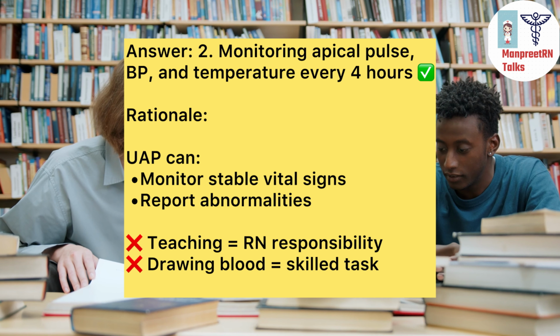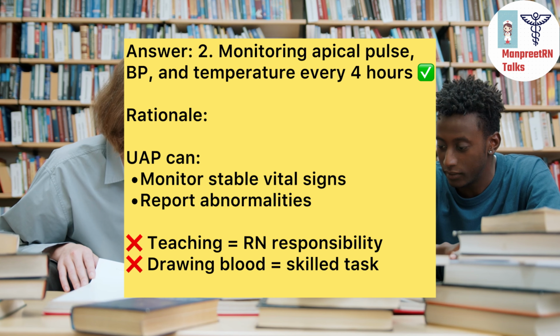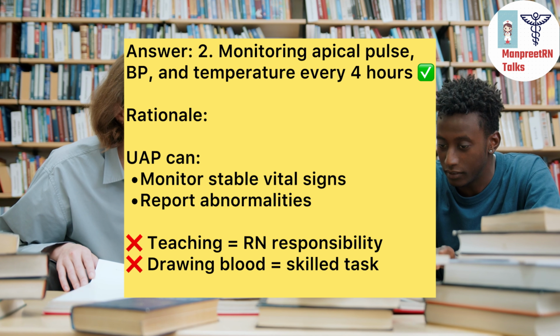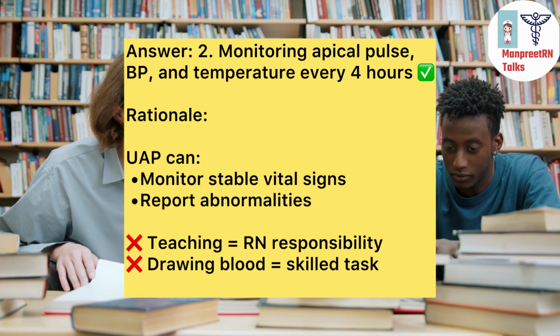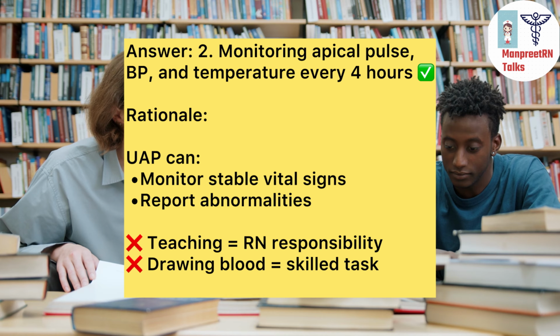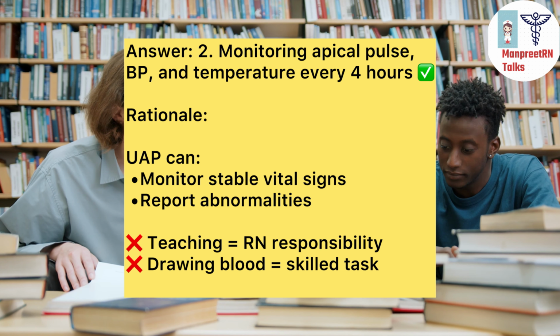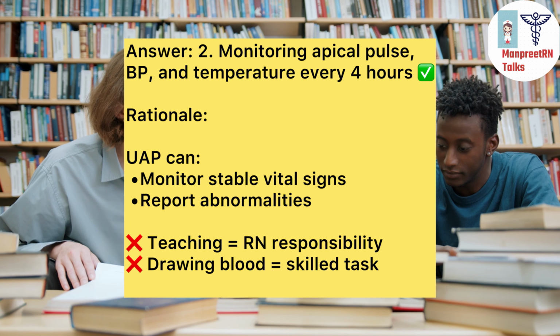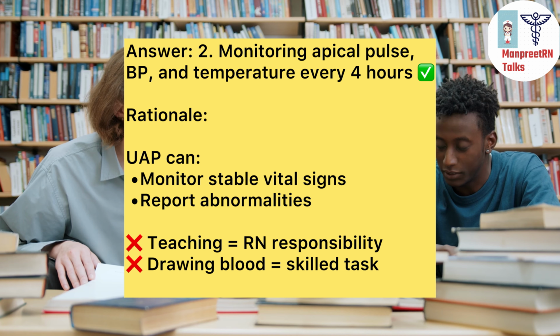So monitoring vital signs and recording their values are within the education and scope of practice of the UAP. An experienced UAP should have been taught how to monitor the apical pulse. However, a nurse should observe the UAP to be sure that the UAP has mastered that skill, meaning they are doing it properly. Instructing and teaching the patient, as well as performing venipuncture to obtain laboratory samples, are more suited for the education and scope of the licensed nurse.